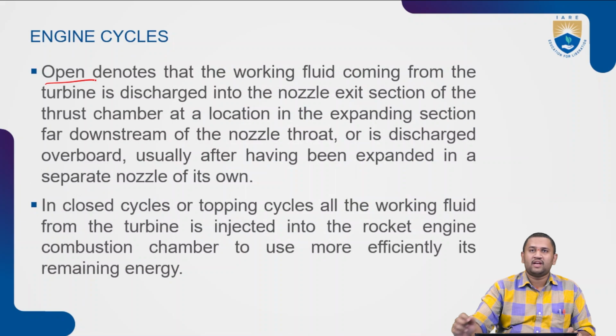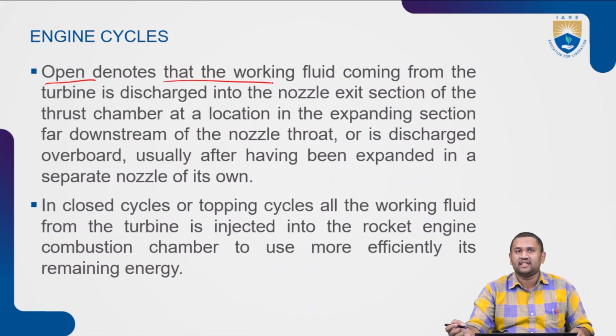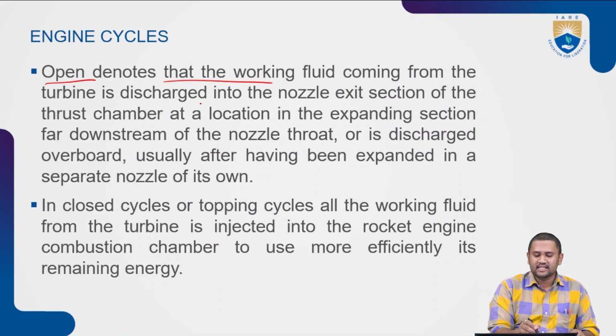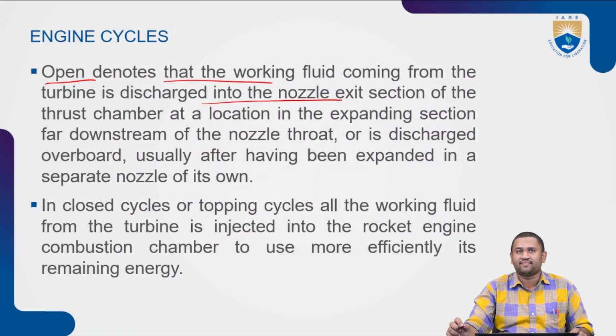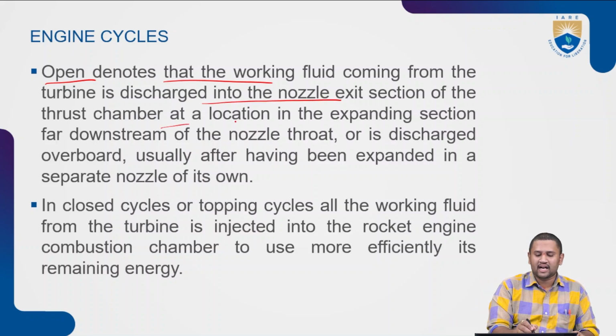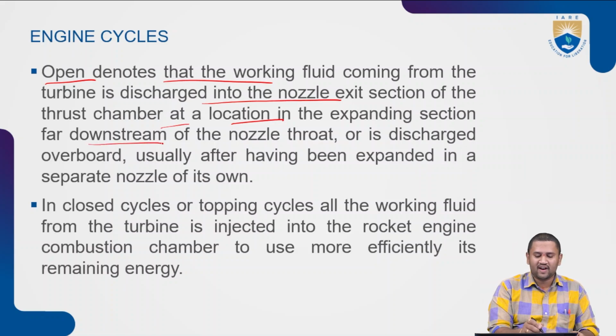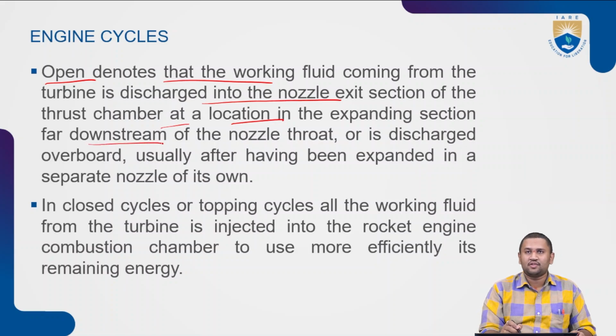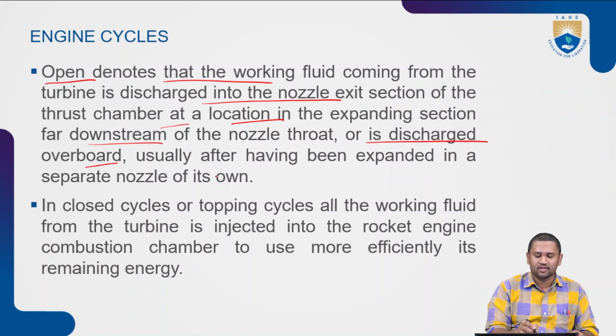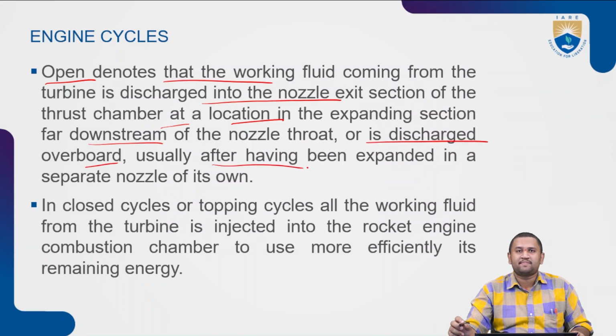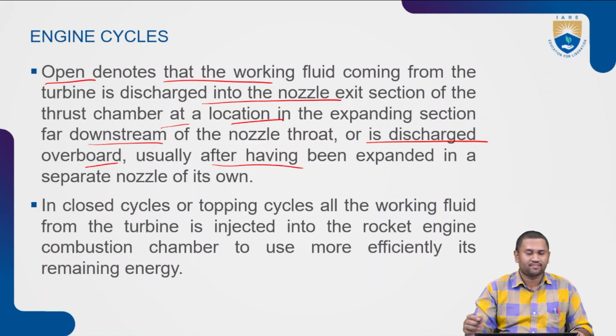Now, what is an open cycle? As we have discussed earlier, it denotes that the working fluid that is coming from the turbine is discharged into the nozzle exit section of the thrust chamber at a location in the expanding section that is far downstream of the nozzle throat, or is discharged overboard, usually expanded in a separate nozzle of its own.